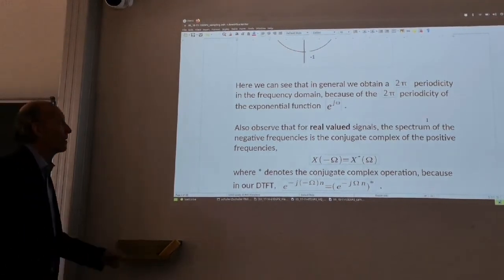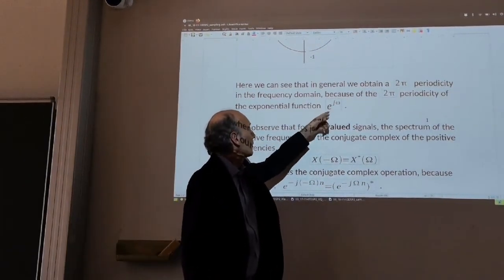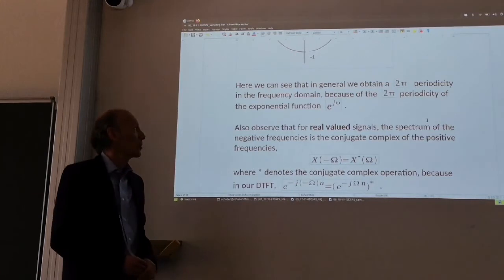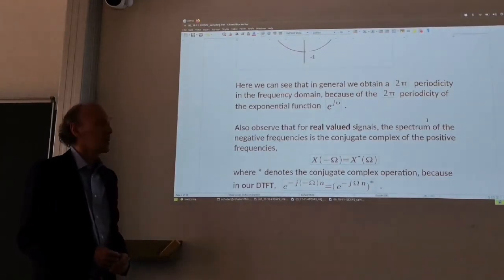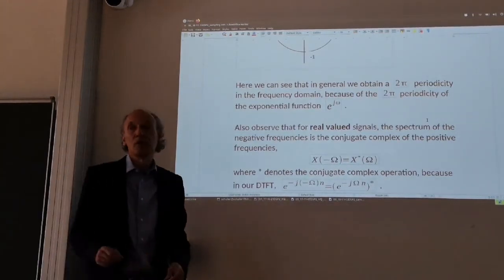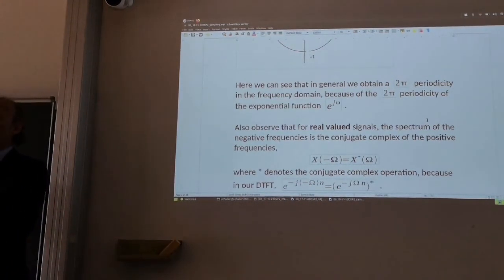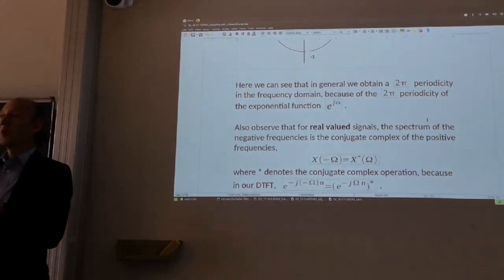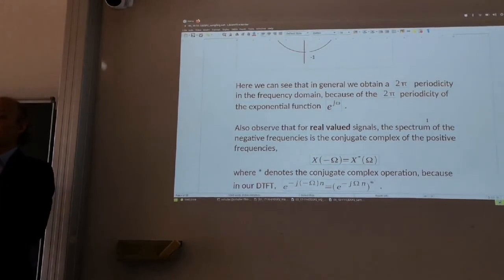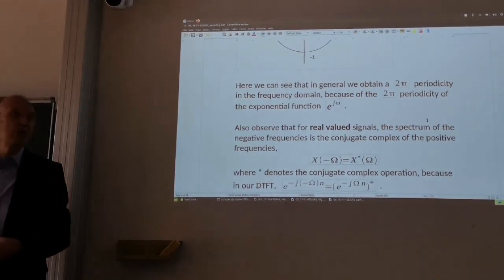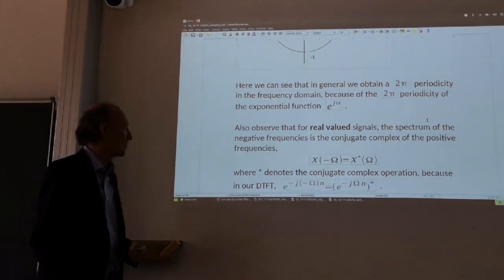We have this 2 pi periodicity because of the periodicity of this exponential function, e to the j omega. And when you look at the sum, you have e to the j omega times n, for n equals 1, n equals 2, and so on. And they all have this 2 pi periodicity. E to the j2 omega has a pi periodicity, and so on. So all in common have this 2 pi periodicity. And that's why the result is also 2 pi periodic.